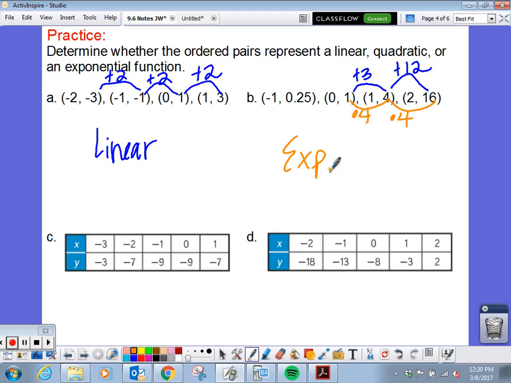If all else failed on these, if you couldn't remember, you could always plot these points on a graph. That would just take a lot more time than this is taking right now.